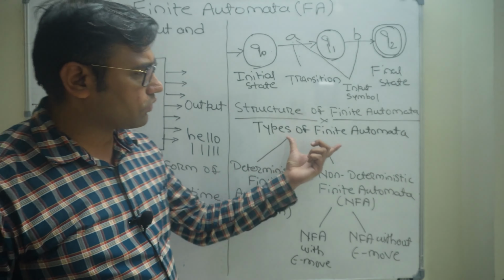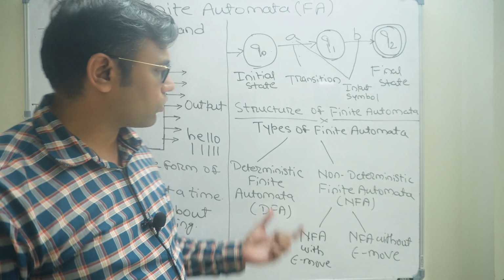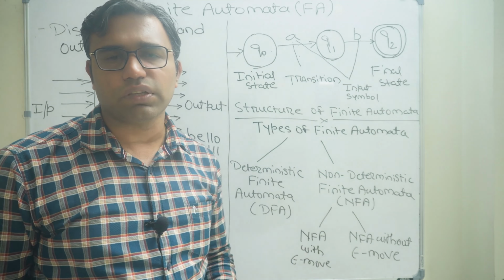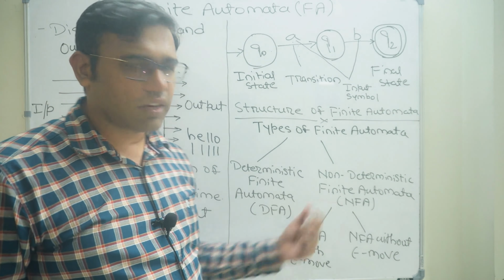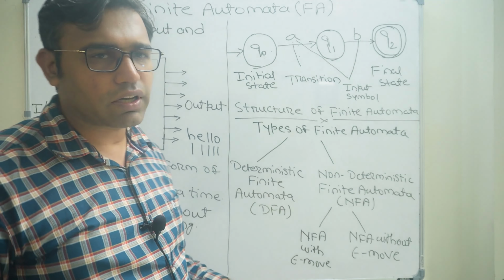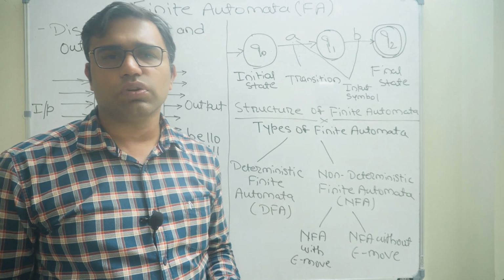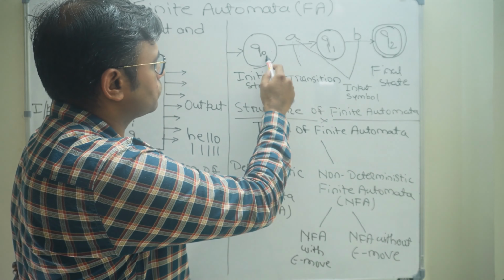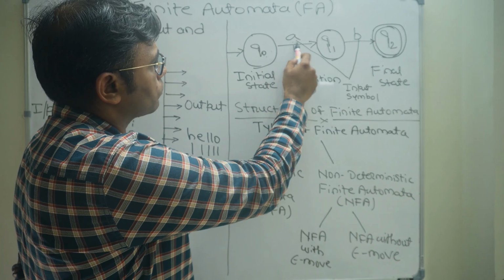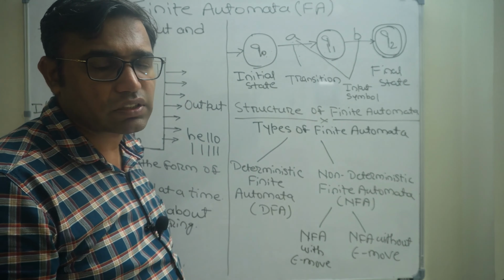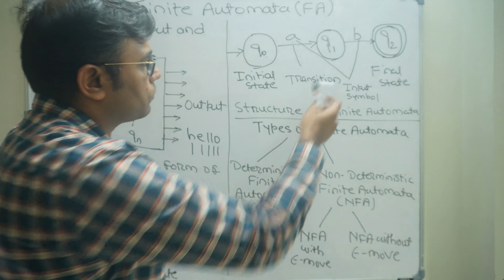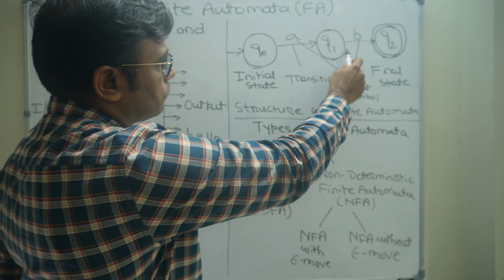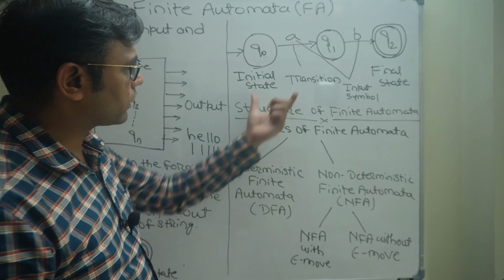Now next is types of finite automata. There are two types of finite automata: deterministic finite automata and non-deterministic finite automata. There is one basic difference between DFA and NFA. In deterministic finite automata, for one input symbol there is only one transition. Here in this diagram, if you look at q0, q0 has input a, so it will reach q1. There is no other transition for a on q0. If you look at q1, q1 on b goes to q2, so there is no other transition for b on q1. That's why it is DFA.